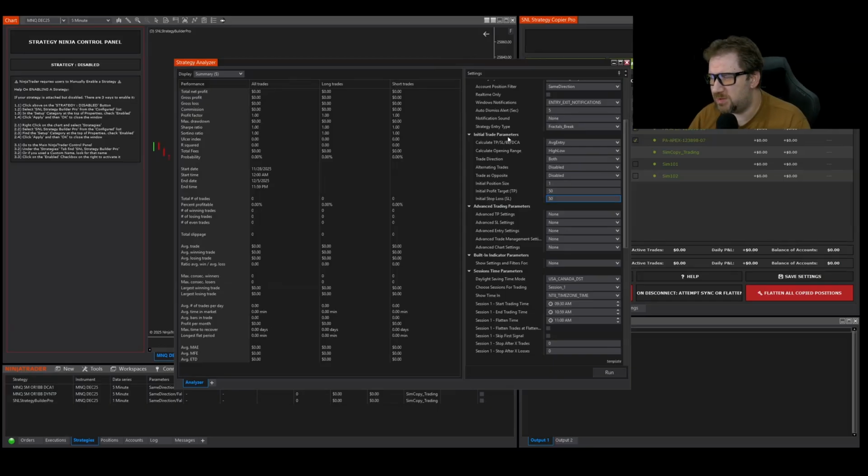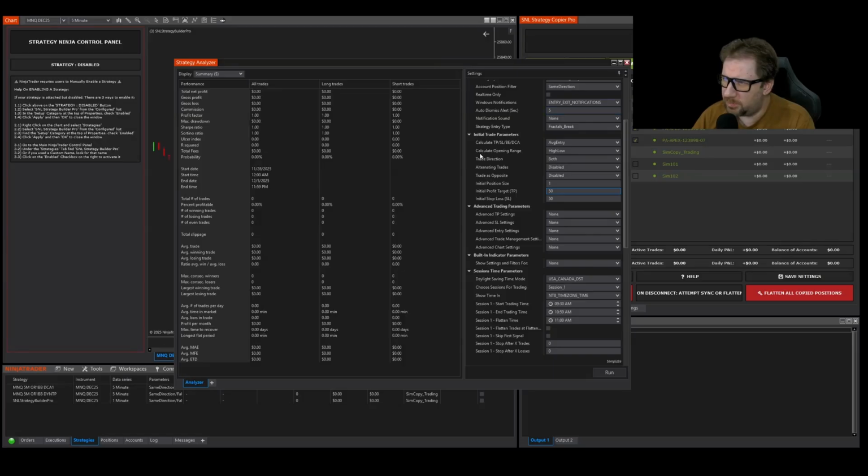So for your initial trade parameters, you've got the way it calculates your targets, the way you calculate your opening range, trade directions, alternating trades, if you want to trade as opposites, your position size, and your initial profit and stop loss. That's how we set up that portion of the builder. You can always come back and play with it. This is your starting point. This is just the idea of, okay, this is where I want to start and see if I can build something off of that. That's exactly what that's for.